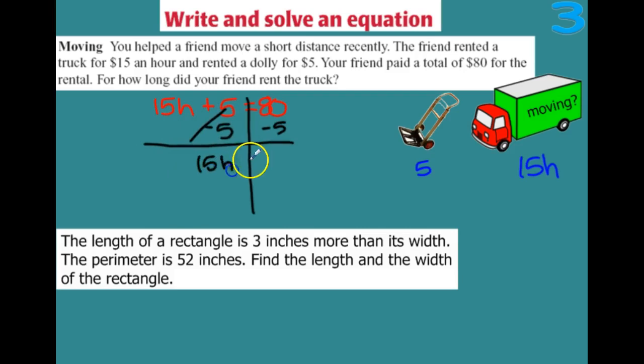We have 15h. 80 minus 5 is 75. And then last, divide by 15. If you plug that in your calculator, you should get a nice 5. So you've rented the truck for 5 hours.